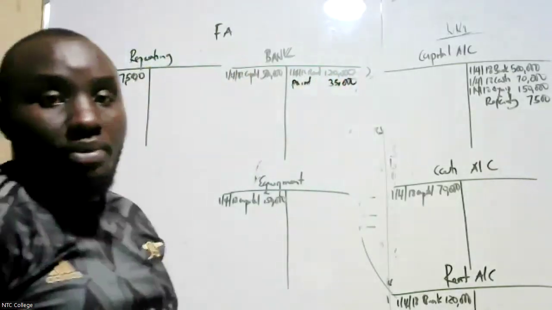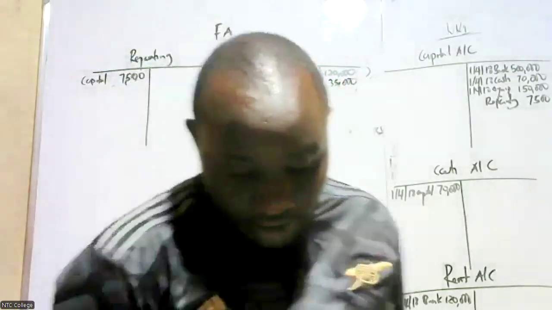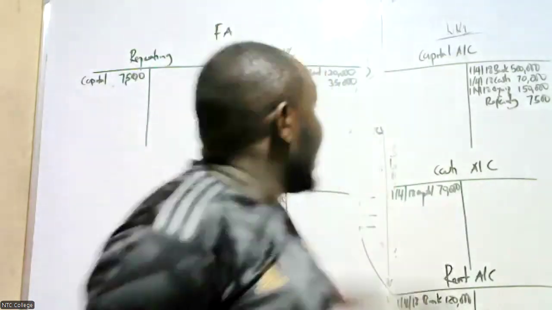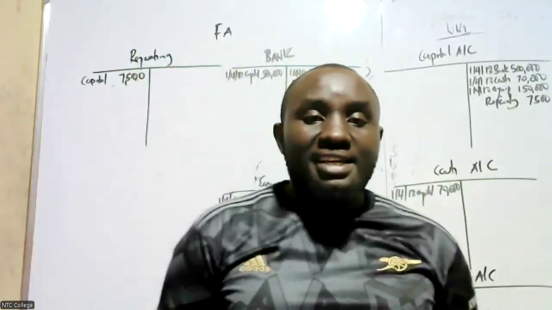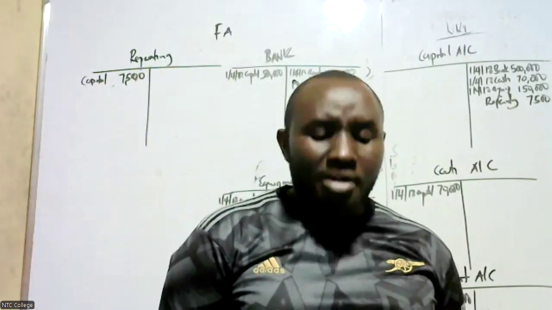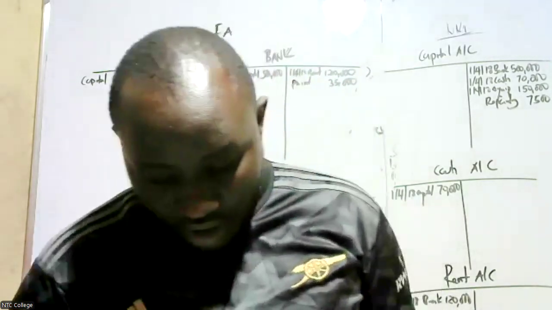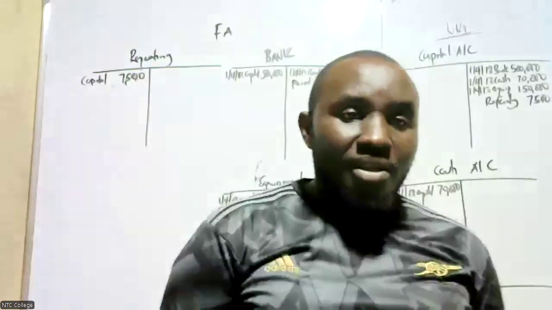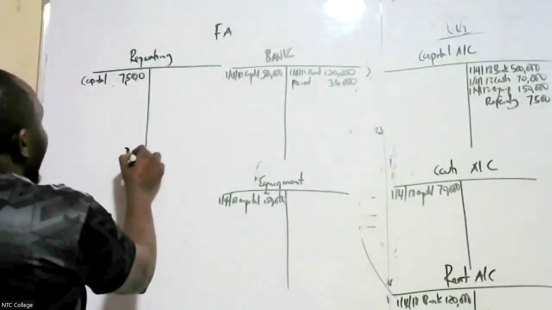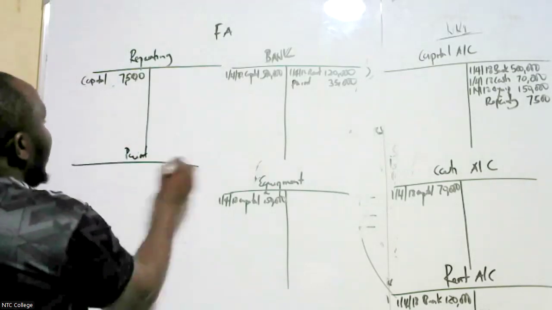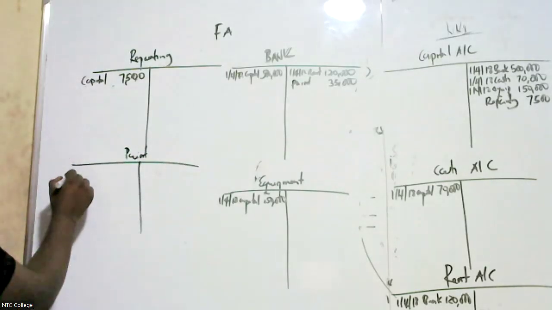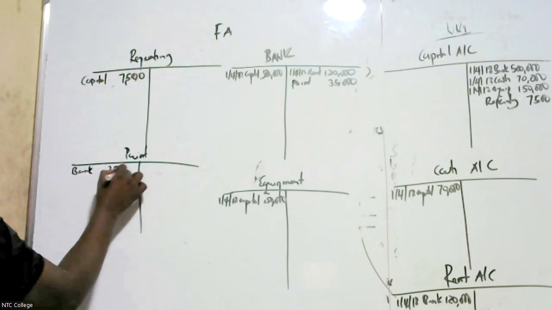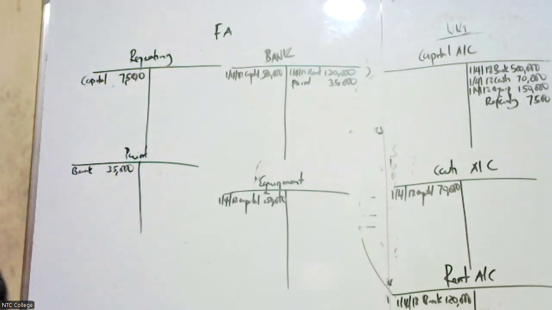What is the next double entry when you have that? Bank. We credit the bank. So what happens? We debit the paint account. We debit paint account, and the bank is credited. That should be 35. Together.